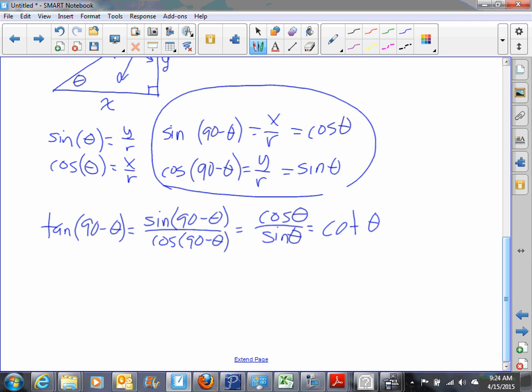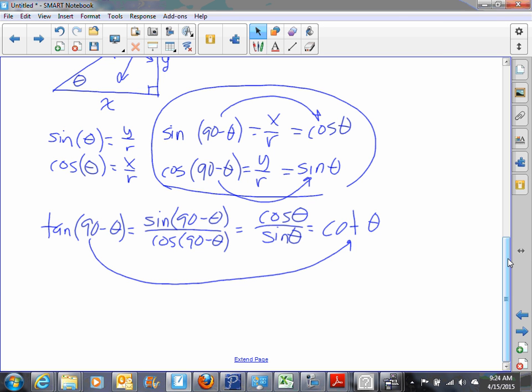So we have the sine of 90 minus theta is equal to the cosine of theta. We have the cosine of 90 minus theta is equal to the sine of theta. And we have the tan of 90 minus theta is equal to the cotangent of theta. And of course, the cotangent of 90 minus theta will be equal to the tangent of theta as well. Those are the co-function identities, and that's kind of an important thing.